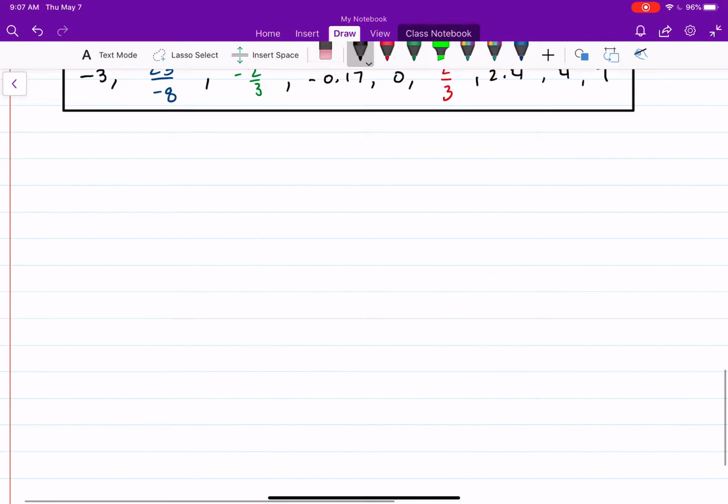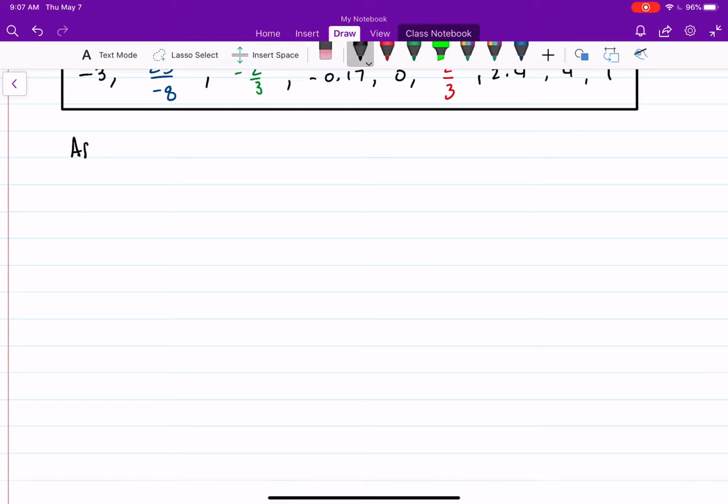Okay, so let's talk about absolute values. Number one, absolute value has a symbol like this. It's like two big bars on the side. And that is just the distance. The definition of that is the distance from 0.